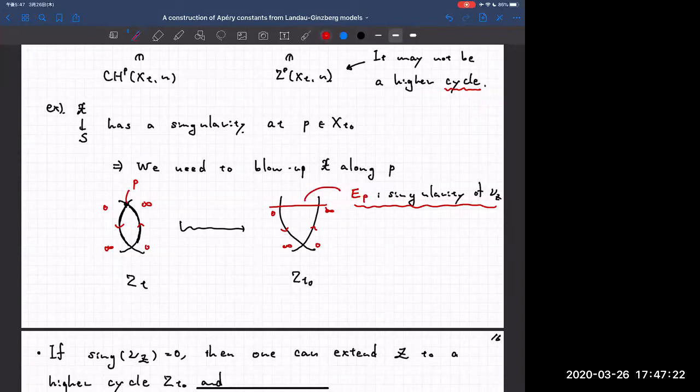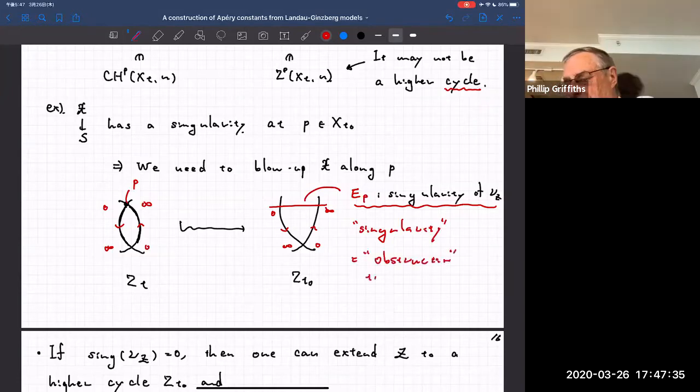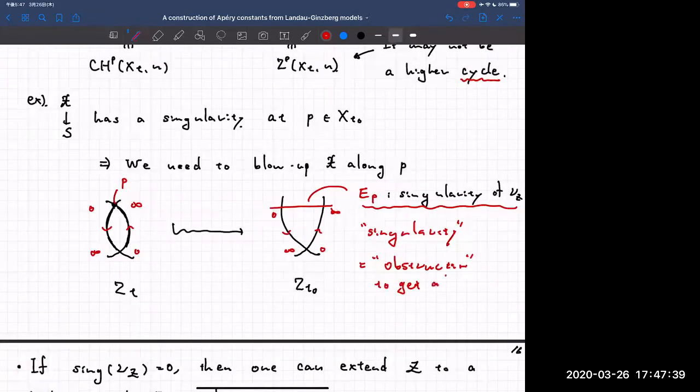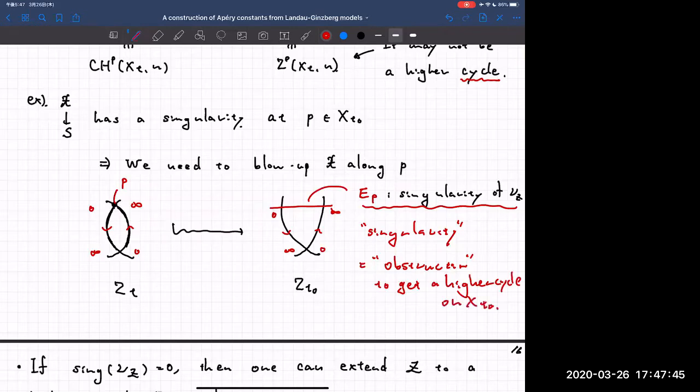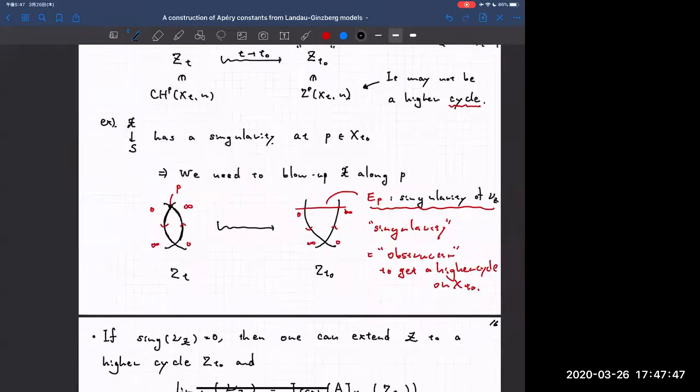In other words, we can say that the singularity invariant is a kind of obstruction to get a higher cycle on X_t0. So this is the meaning of the singularity.